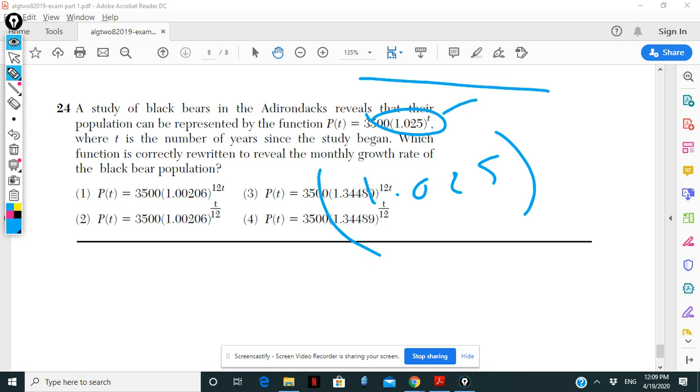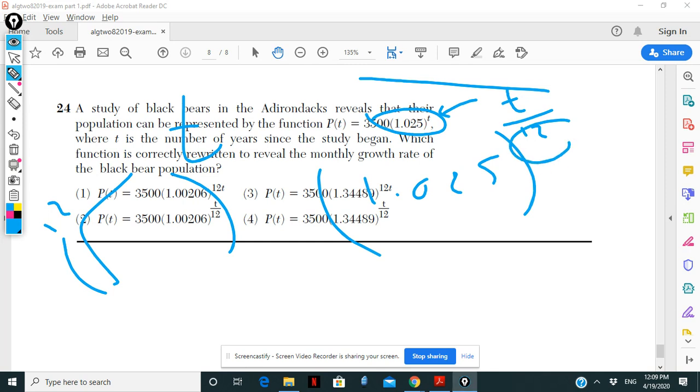Now, this time I want to change it to be in months. So that means I'm going to divide by 12 in the exponent of t, and that's going to be the radical 12. Why? Because we know that the denominator of the exponent is a radical. So I have to find the 12th root of 1.025, which comes to 1.002059. So the answer is going to be number 1.